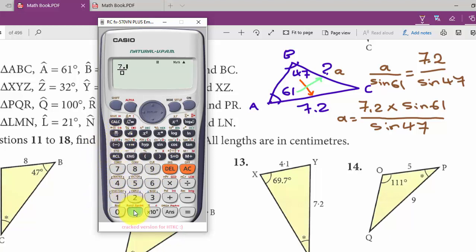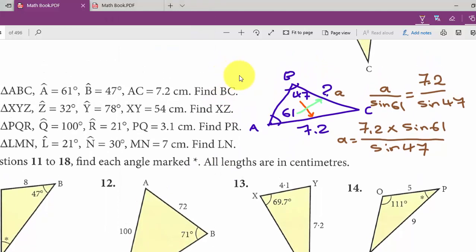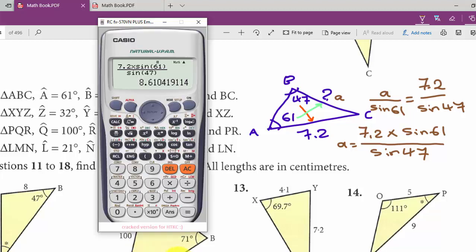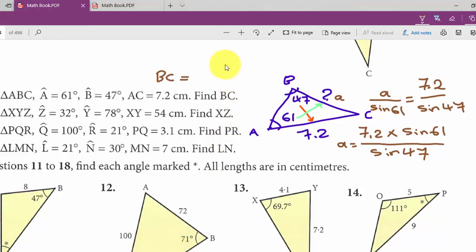Now 7.2, if we want to exactly type the same thing, it's fine and it's better. I recommend this way. 7.2 times sine of 61, close the bracket. We have the exact same thing, 7.2 times sine of 61, and in the denominator we have sine of 47. As you see, we copied the exact same calculation here, and we got 8.61. Simply it's 8.6. So A small, which is side BC, for this question, BC is 8.6 centimeters.